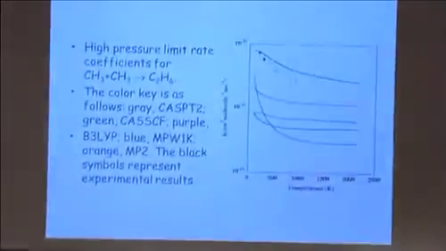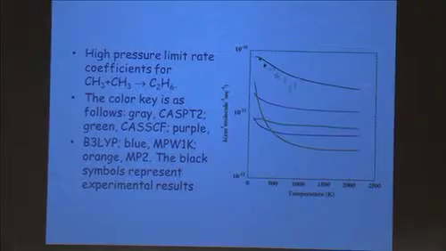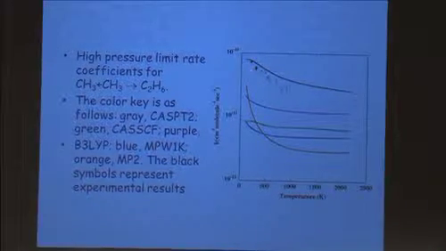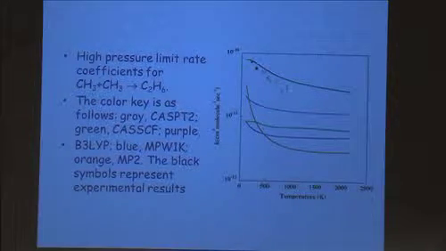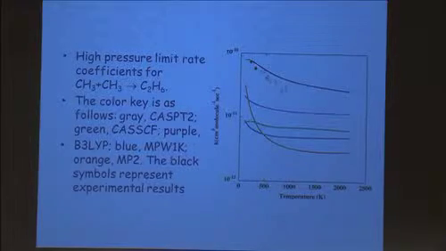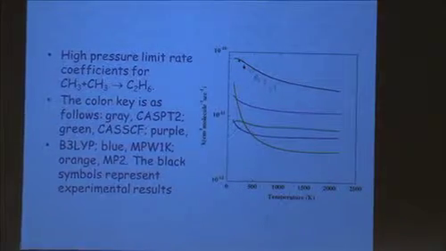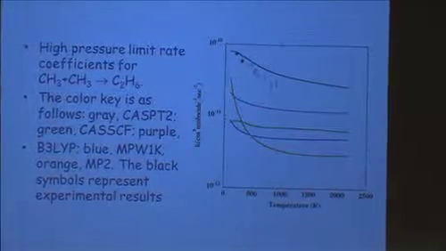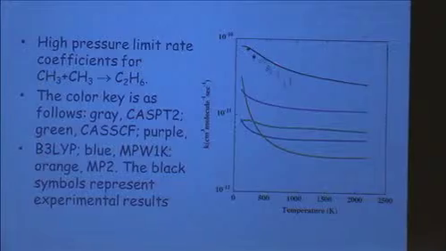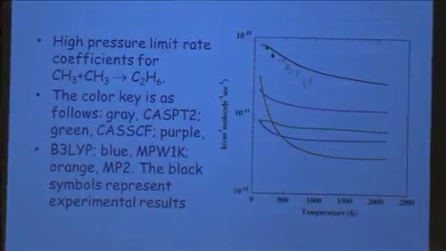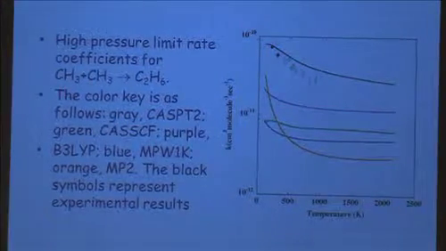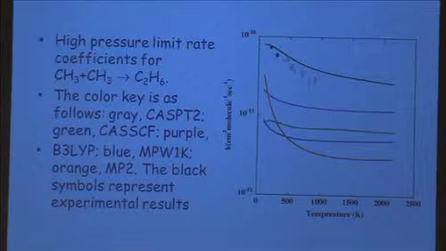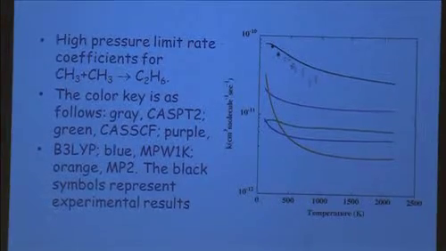So here's a comparison. This is the highest level of theory here, and this is experiment, and these are obtained by extrapolation to the high pressure limit, using those data I showed you before. And these are other theoretical estimates. Remember, this is the high pressure limit as a function of temperature. And one of the interesting things here, and somebody raised this question earlier on, is that the rate coefficient decreases as the temperature goes up.